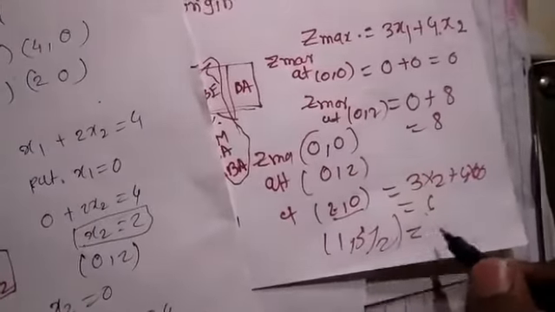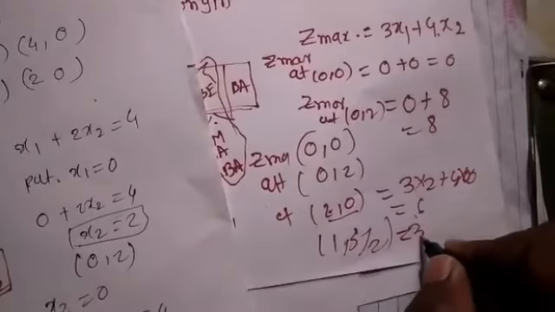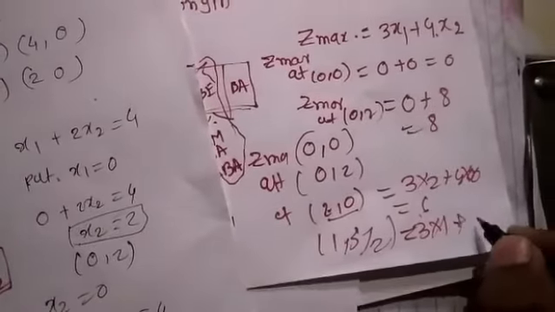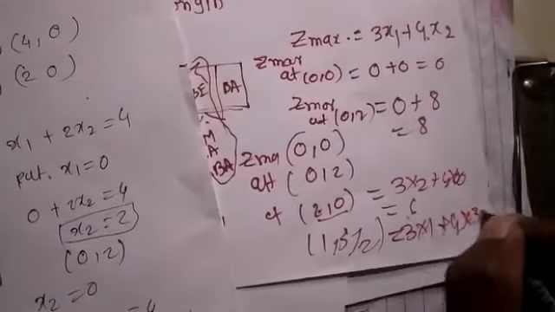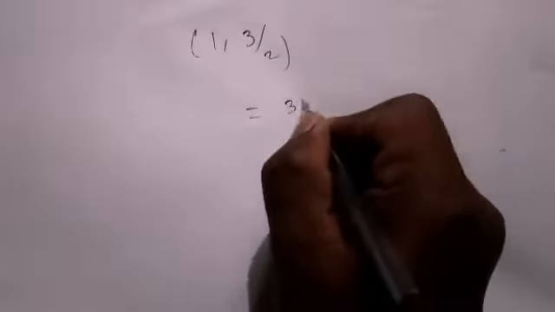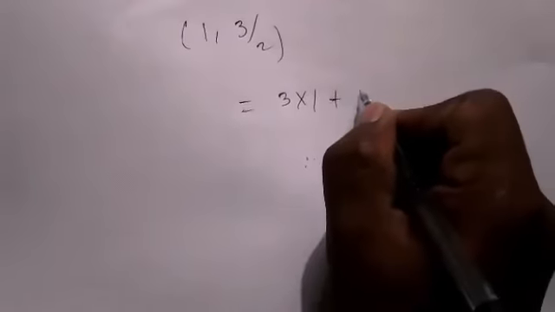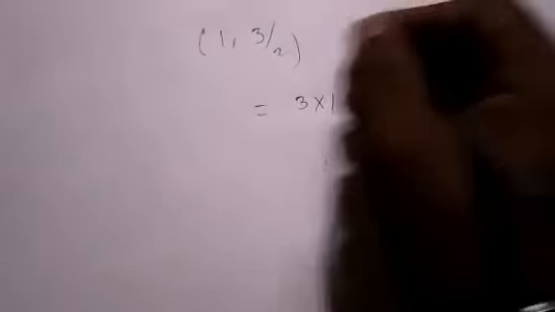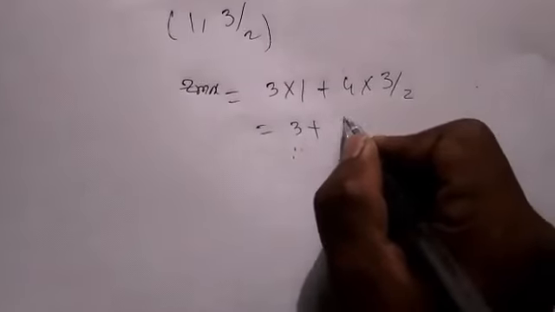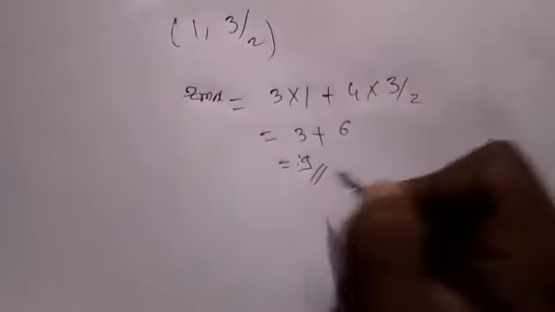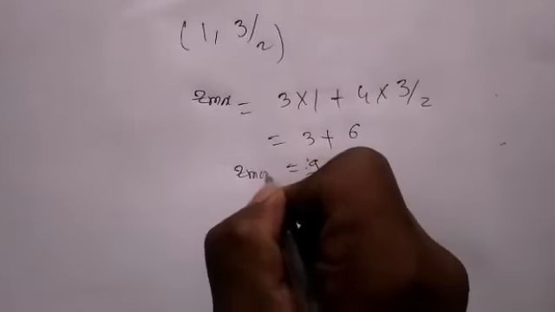And the last coordinate is 1, 3/2. Just put 3 into 1. x1 is equal to 1 and x2 is equal to 3/2, so 4 into 3/2. So 3 into 1 plus 4 into 3/2 for z max. What do we get? 3 plus 6, and the answer is 9. So z max is equal to 9.